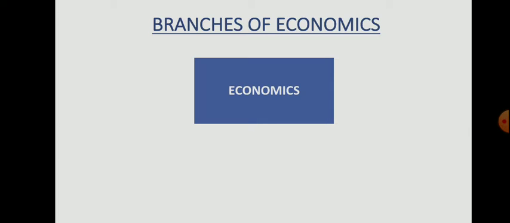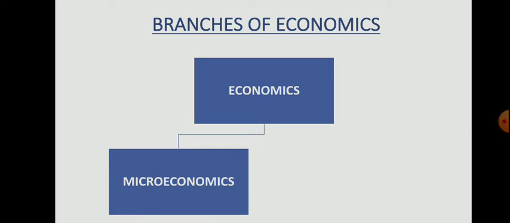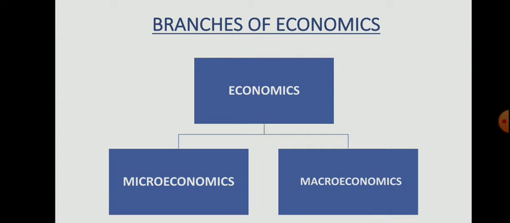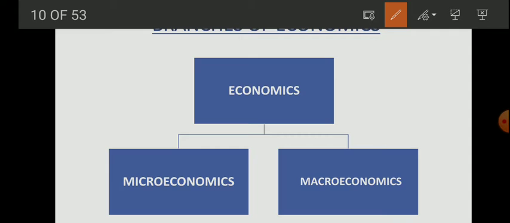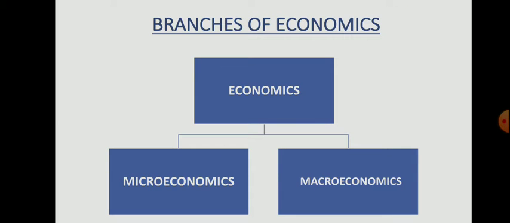There are two branches basically, one is microeconomics and the other is macroeconomics. I have already discussed this slide in the last video lesson, where I told you that you need to remember that in case of micro there is I, which stands for individual, and in case of macro there is A, which stands for aggregates. Now, let me define microeconomics and macroeconomics under the section of microeconomics versus macroeconomics.